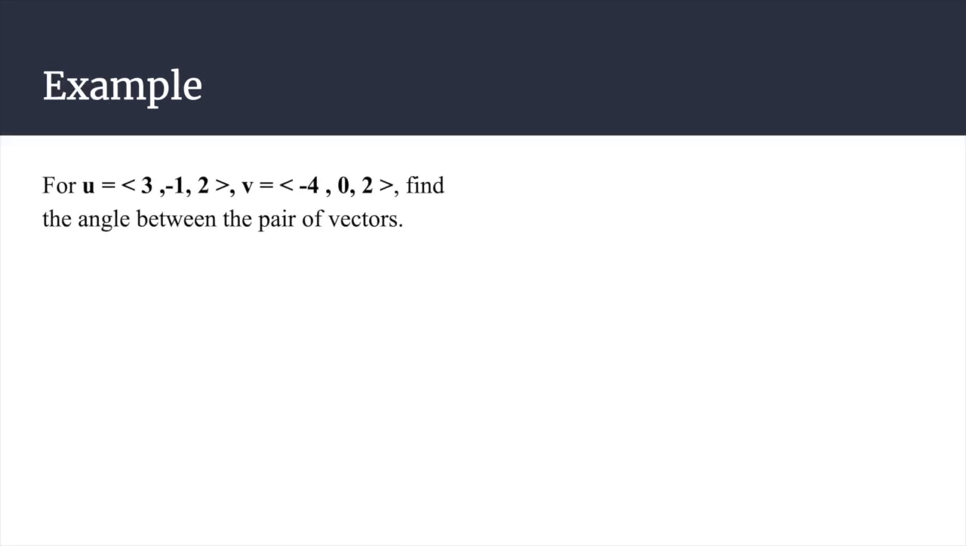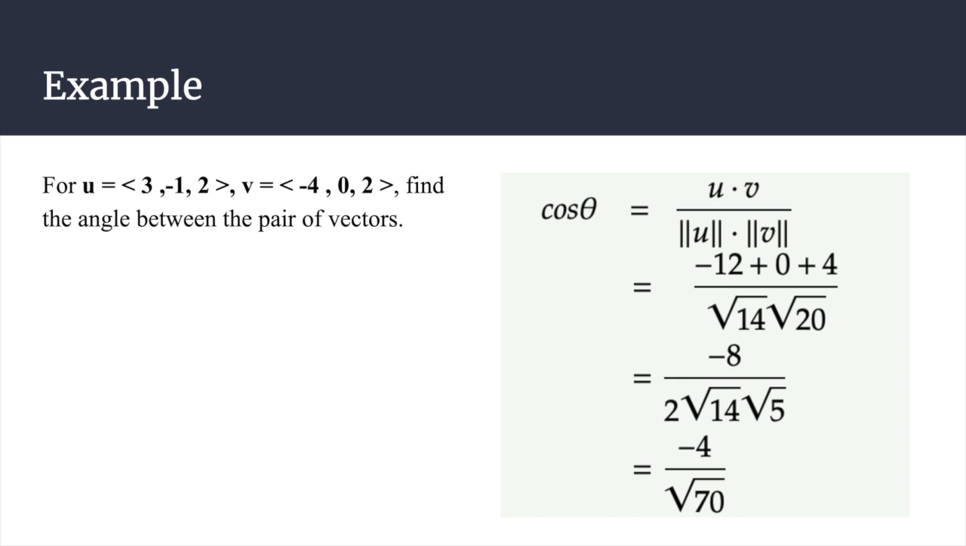Here's an example of finding the angle between two vectors. For vector u equals 3, negative 1, 2, and vector v equals negative 4, 0, 2, cosine theta, using the formula, would equal negative 12 plus 0 plus 4 over square root 14 times square root 20. And the result would be negative 4 over square root 70. Because u dot v is smaller than 0, the angle theta would equal arc cosine of negative 4 over square root 70, and the result would be 2.069 radians.